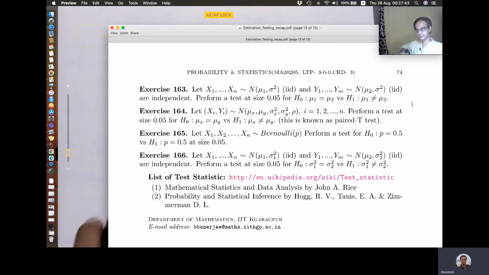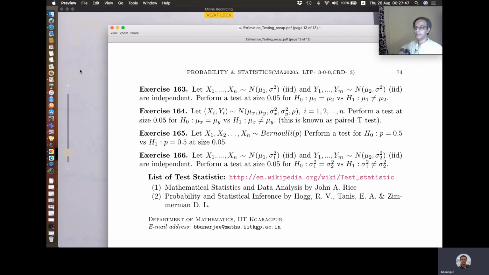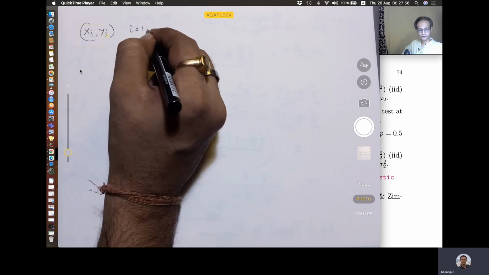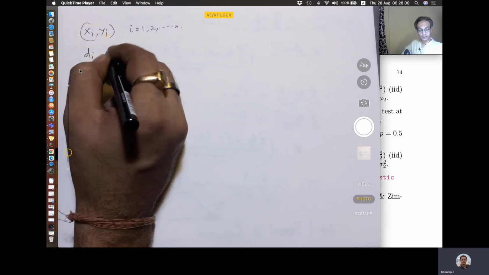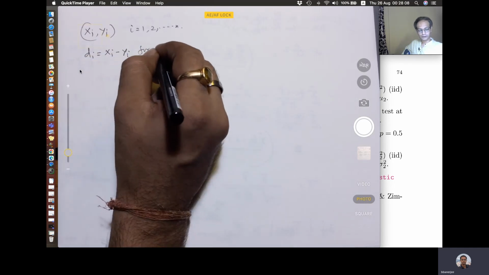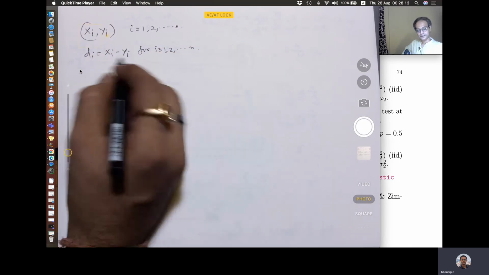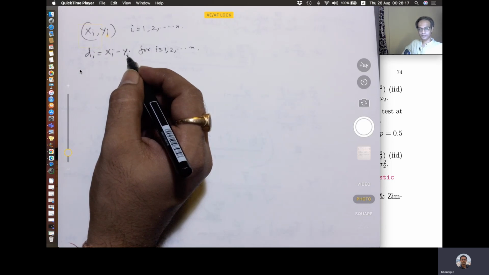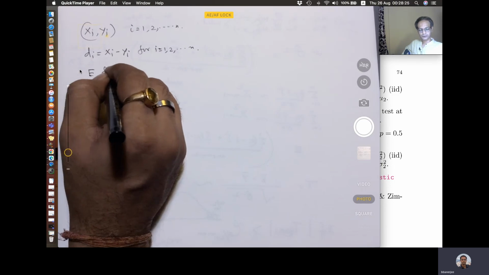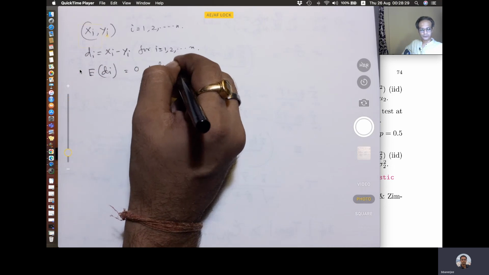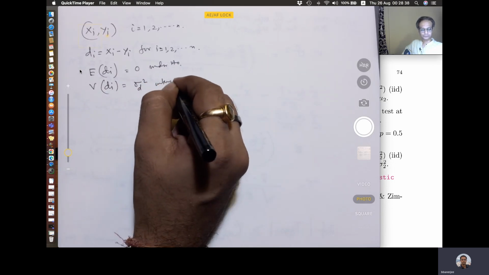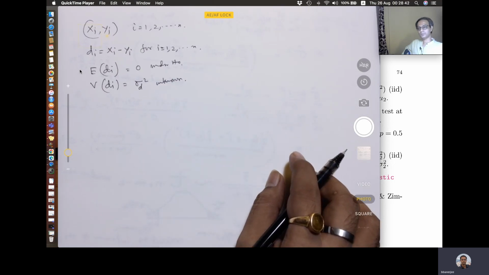So for the paired t-test, what you have to do, you have xi, yi paired observations, i running from 1 to n. You define di equals xi minus yi for i equals 1 up to n, and so di will follow normal distribution with mean 0. So expectation of di equals 0 under h0, and variance of di equals say sigma square d, that value is known. So now it is a known test for you.